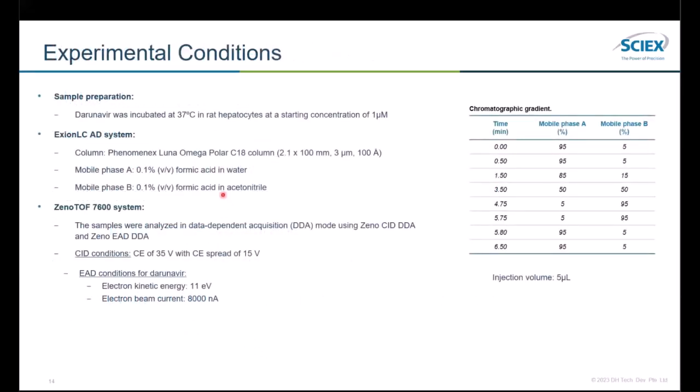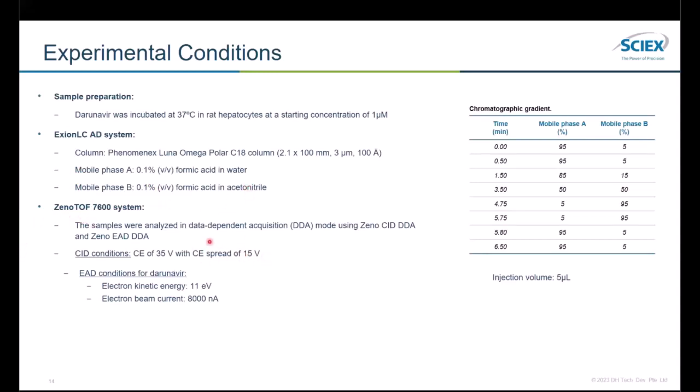For the data set that we're going to discuss today, these are the very basic reverse phase conditions that we used. Darunavir was the drug that we studied in this class today. We incubated it at 37 degrees Celsius in rat hepatocytes at a starting concentration of 1 micromolar. We used the ExionLC AD system with a Phenomenex Luna Omega Polar C18 column, 2.1 by 100 mm, with very basic reverse phase conditions with 0.1% formic acid in water and acetonitrile.